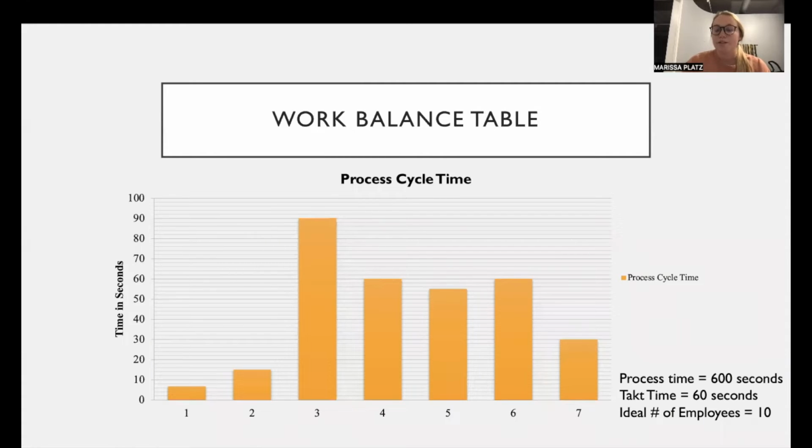When we look at the work balance table, we have a takt time of 60 seconds. Overall, we don't want to go above this time in our process cycle time. But as you can see, we have a bottleneck at the 90-second task 3 mark. This is really holding up our process of making the sandwich, and with the process time of 600 seconds, we have an ideal number of employees at this point of 10. As we'll see later, we can decrease that ideal number of employees, which will in turn decrease our process time.